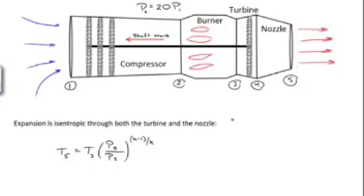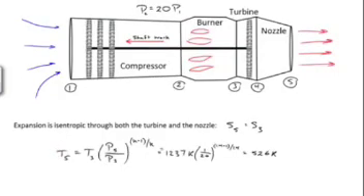So what that says is that the entropy at state 5 is equal to the entropy at state 3, and for an ideal gas we can use this relationship to find the temperature at point 5 as a function of the pressure ratio. So plugging in numbers, we get a final value. The temperature at point 5 of the exhaust is 526 Kelvin.